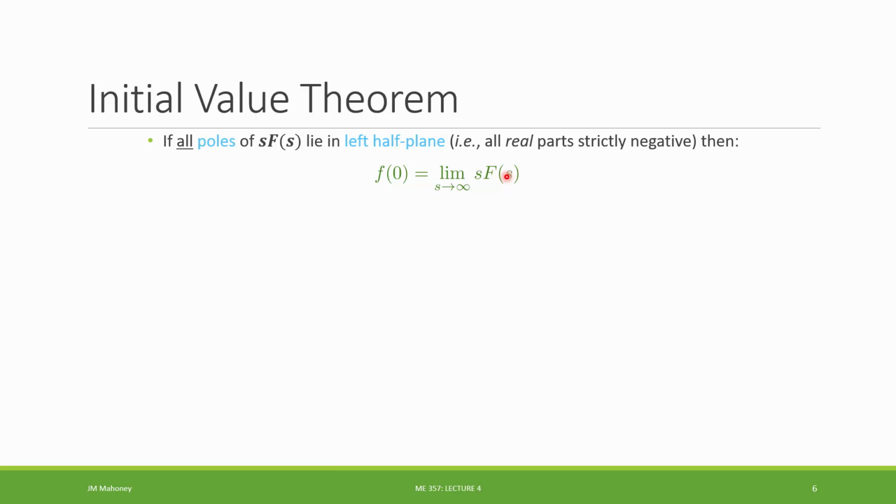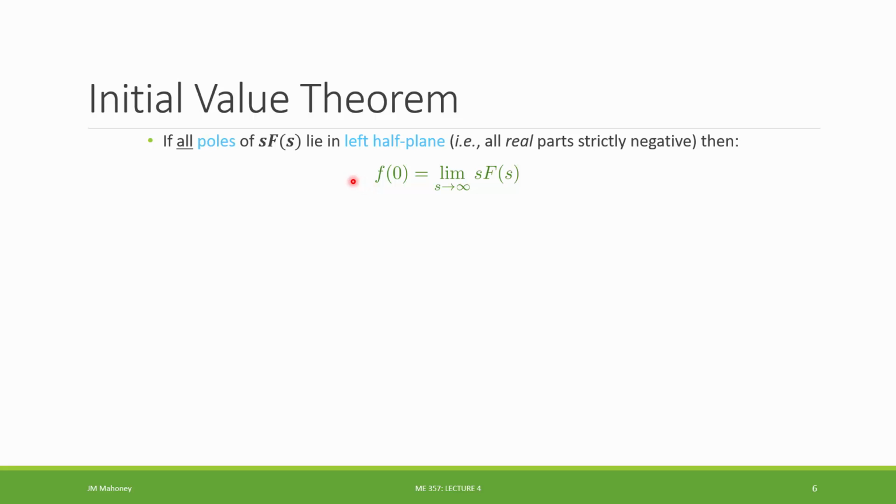So this is going to allow us to do analysis based on the frequency domain and figure out what's happening initially in the time domain without having to actually do an inverse Laplace transform and figure out what f(t) is. We can know f(0), and pairing this with the final value theorem, we can know the steady state value of little f without going into the time domain.